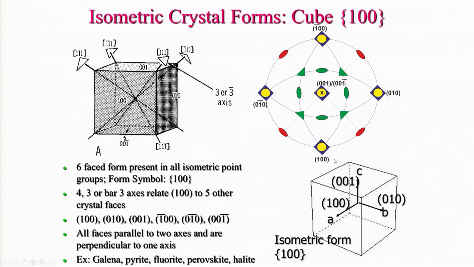Let us consider this 100 crystal face, which is the general form symbol of cube. Now, let us consider that you have the position of this threefold axis here. Now, these lines make an angle of 60 degree here, 60 degree here, 60, 60 here. So, what you have here is that this threefold axis can act upon this 100 face and can make it coincide at this position here.